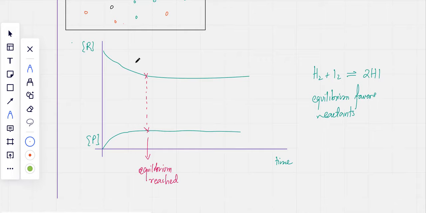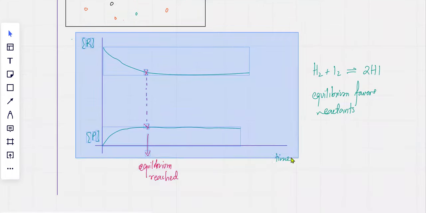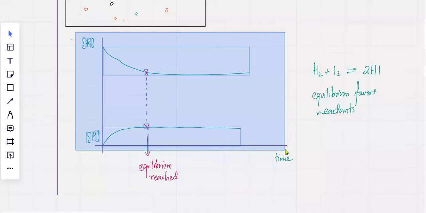Or you could have another graph, where H2 and I2 are such that the equilibrium is favoring the products. So what would that graph look like? Remember, the concentration of the reactants and products could vary completely.